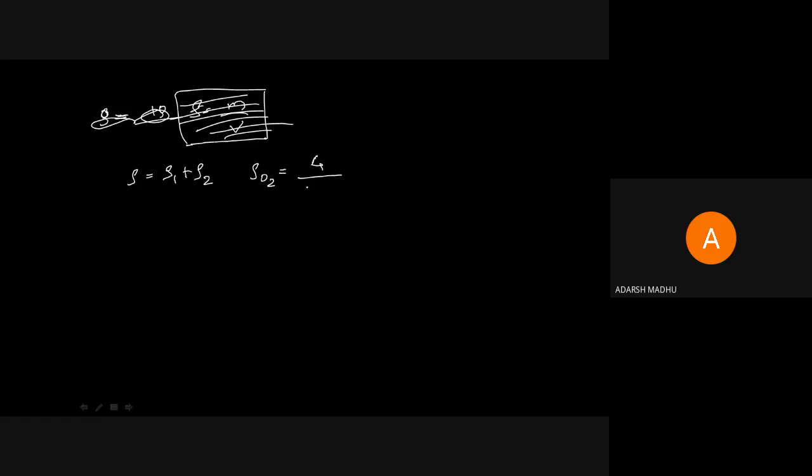Total volume, that is 2.115. And rho N2 is 6 by 2.115. Mass by volume. Initially, we have to find it like this.